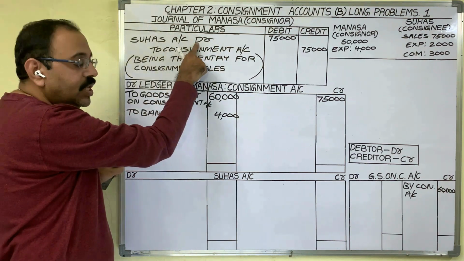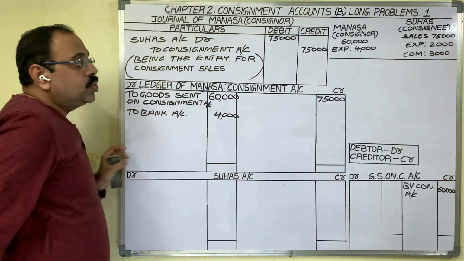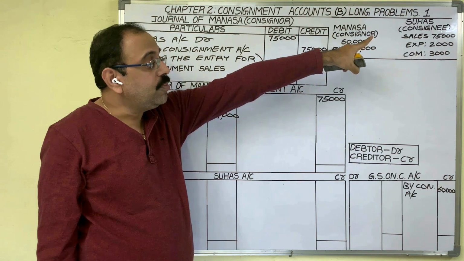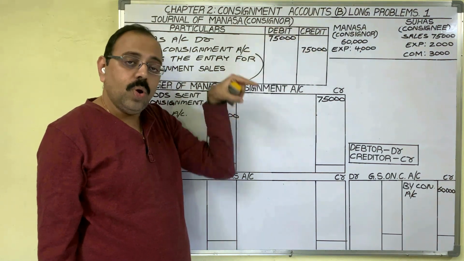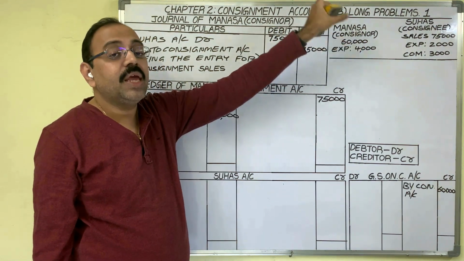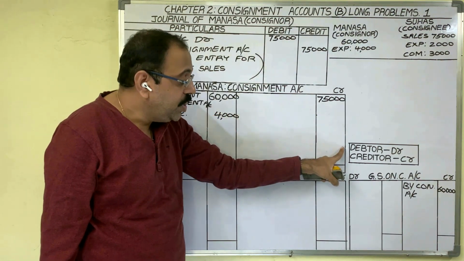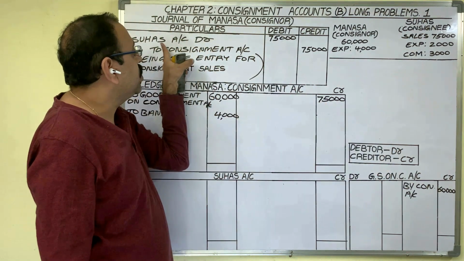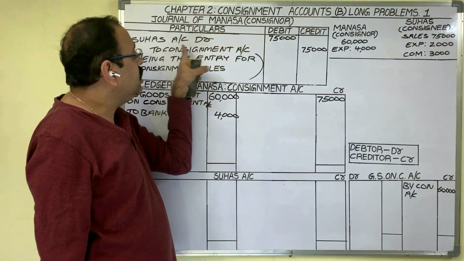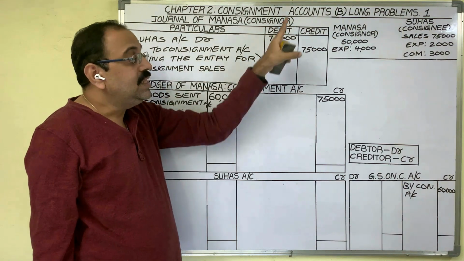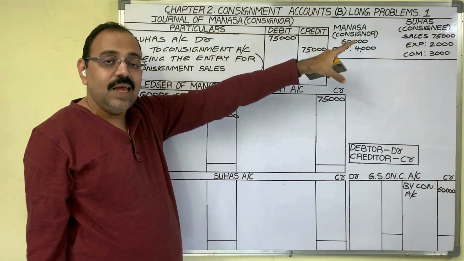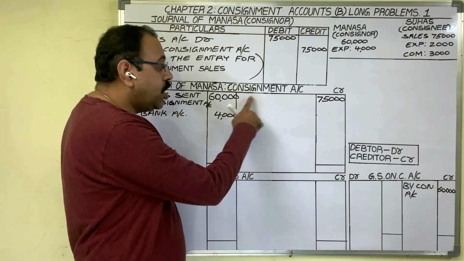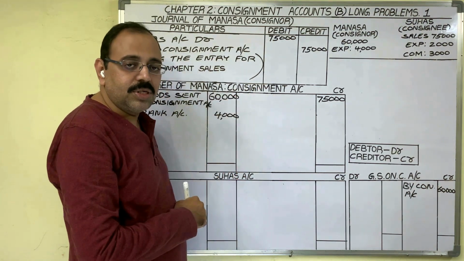Why is Suhas account debited? Because Suhas sold these goods for 75,000. He should return that amount to us. So to us, Suhas is becoming a debtor. Debtor means we should write that personal account on debit side. Therefore, Suhas account is debited. And why is consignment account credited? This is a sales transaction. Sale is an income. As per nominal account rule, incomes are to be credited to consignment account.